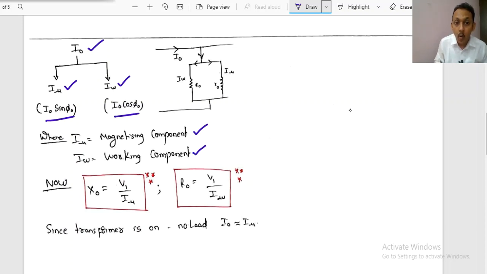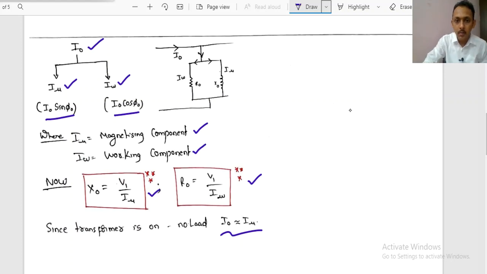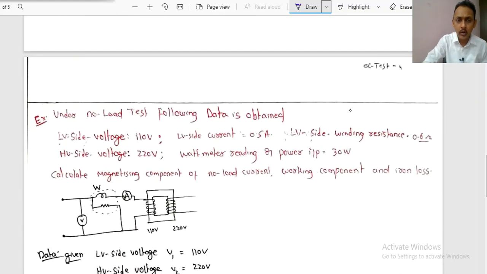Now already we know phi naught, already we know I naught, right? So based on that, the reactance x naught value is given by V1 by I mu. Very, very important. The value of x naught reactance is given by V1 by I mu, and R naught is given by V1 by IW. Since the transformer is at no load, most of the time this I naught is almost equal to I mu. This I naught is almost equal to the magnetizing component, right? So this is what it is all about, the SC test, OC test.